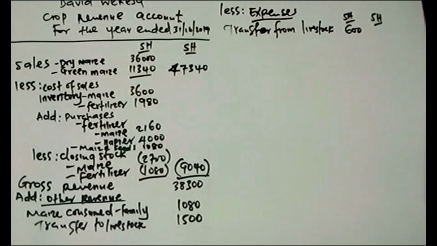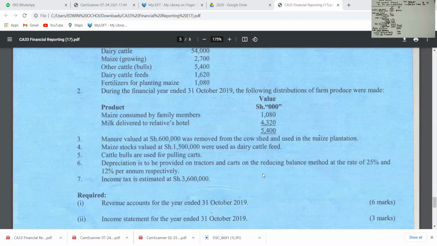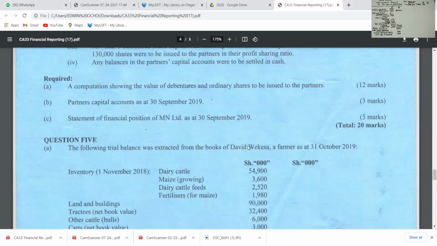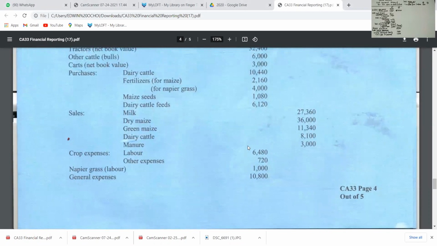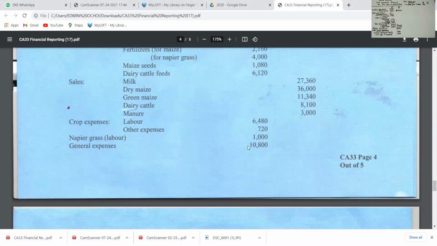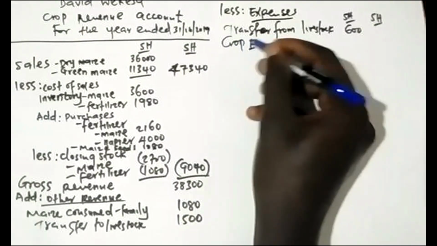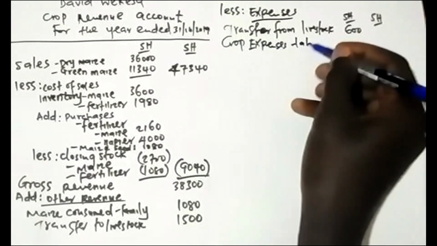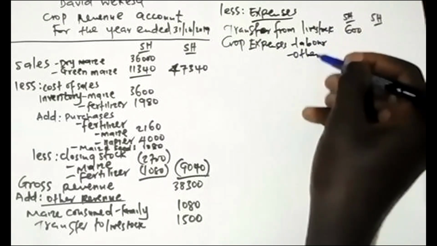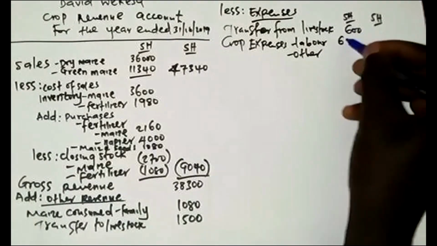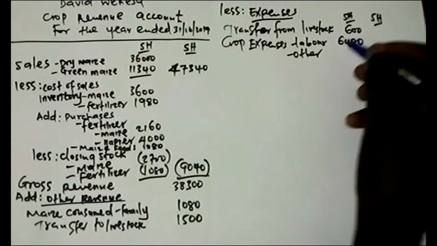Then another expense. So let's go to the trial balance, where we check the expenses which are there. So I can see crop expenses, the one for labor and the one for other expenses. So for labor, it was 6480, and the other expenses is 720.